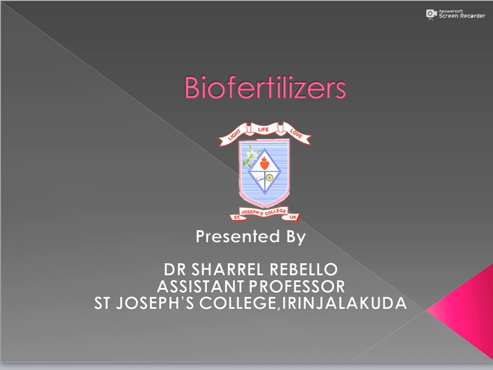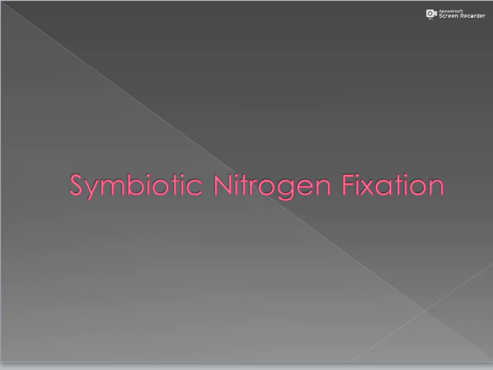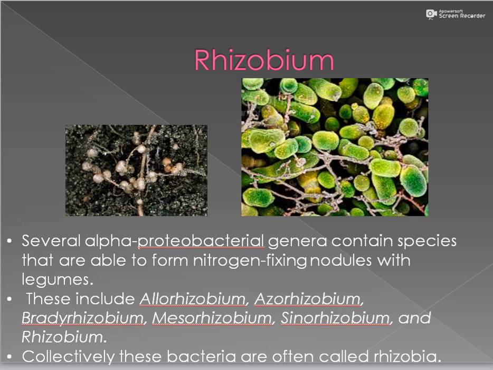And now we're going to talk about symbiotic nitrogen fixation, especially with respect to rhizobium. As we all know, rhizobium occurs as a symbiotic organism associated with the root nodules of leguminous plants. This is a picture of the root nodule of a leguminous plant, and you can see the nodules. Associated with these nodules are certain bacteria, and they are referred to as rhizobia.